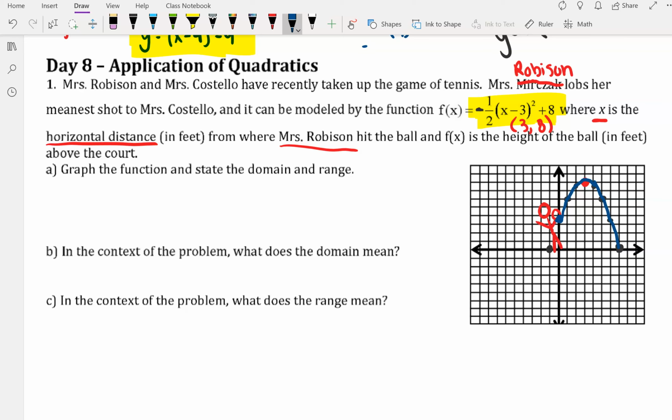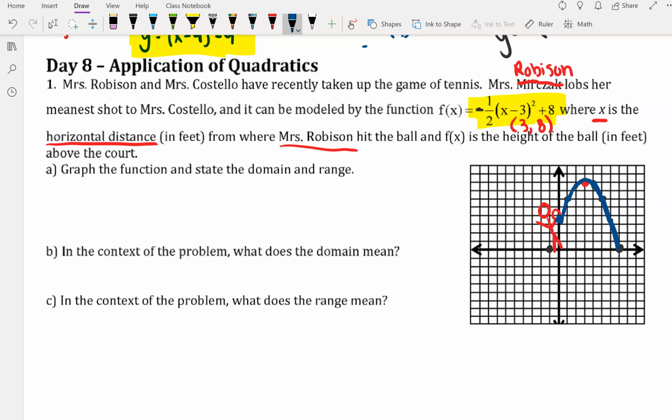I'm not going to continue drawing it any further, because this right here represents the ground. So it takes off in the air, and then this is where it lands. And then obviously it's going to bounce or whatever. Or maybe Mrs. Costello will hit the ball before then, and it won't bounce and hit the ground. Who knows?